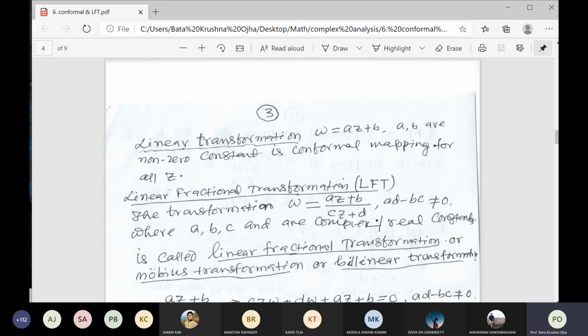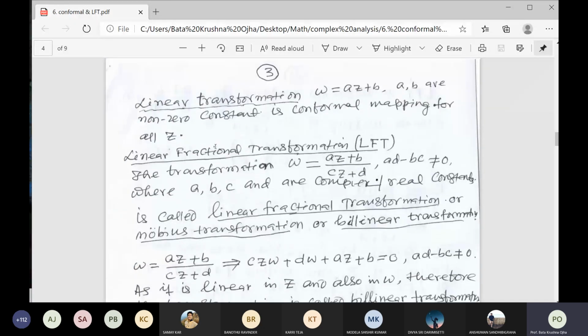If a is equal to 1, it is equal to translation. Where a and b are non-zero constants, they may be real or complex. This is called a linear transformation because that is the degree of z here: f(z) is equal to az plus b. It is a polynomial of degree 1, and that word is called linear.